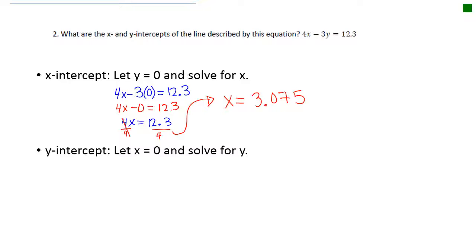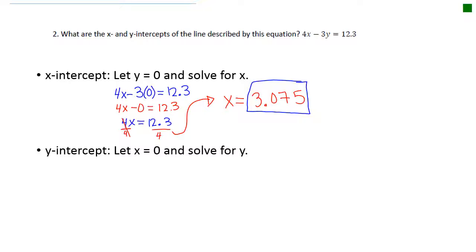When you're working on this on the test, it'll already have the x-intercept, and then you're just going to enter in the number. So all you'll put in is the number when you're completing your test today. Now we're going to find the y-intercept.